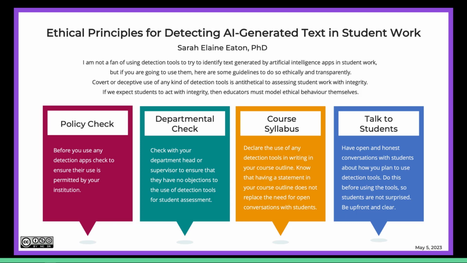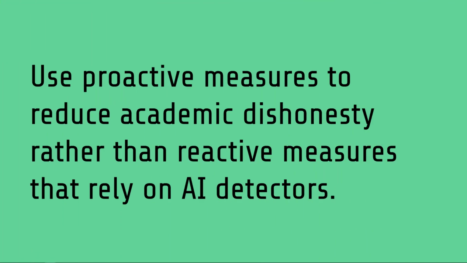Declare the use of any detection tools in writing in your syllabus and have an open and honest conversation with your students on how you plan to use them so students are not surprised. Be upfront and clear. Use proactive measures to reduce academic dishonesty rather than reactive measures that rely on AI detectors.